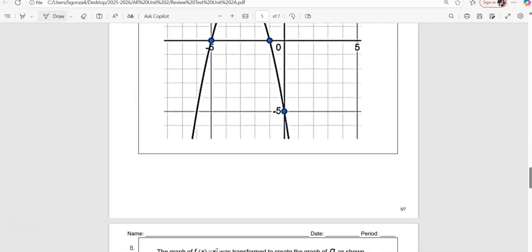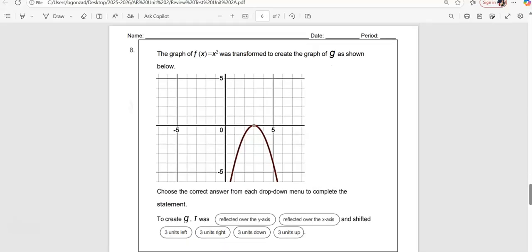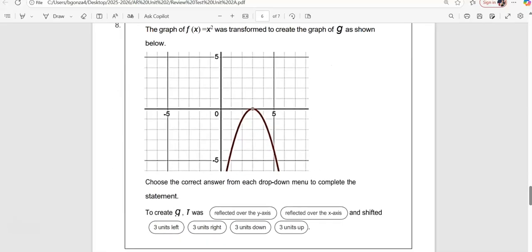All right. Number 8. x squared was transformed to make this. What are the transformations? Okay. So remember, x squared is the parent function. Now you can graph it in Desmos and look at it, but when you do that, it's going to look just like this, roughly, I should say. So to get from this x squared to this new one, g, what happened? Well, hold on 1 second.